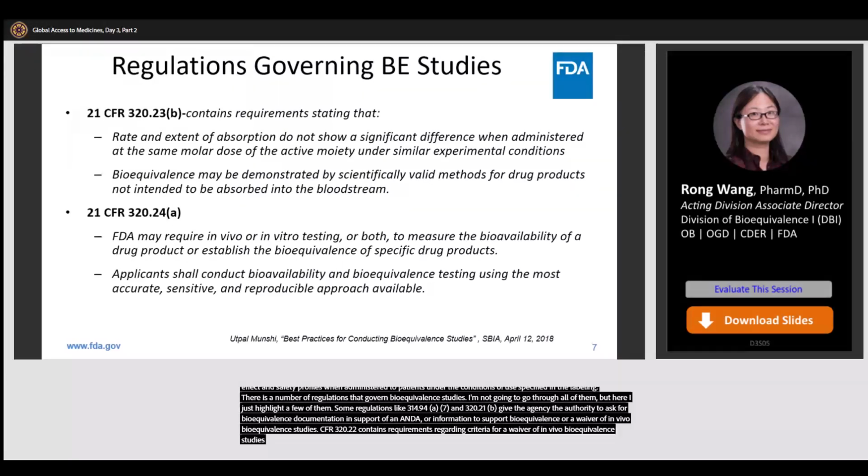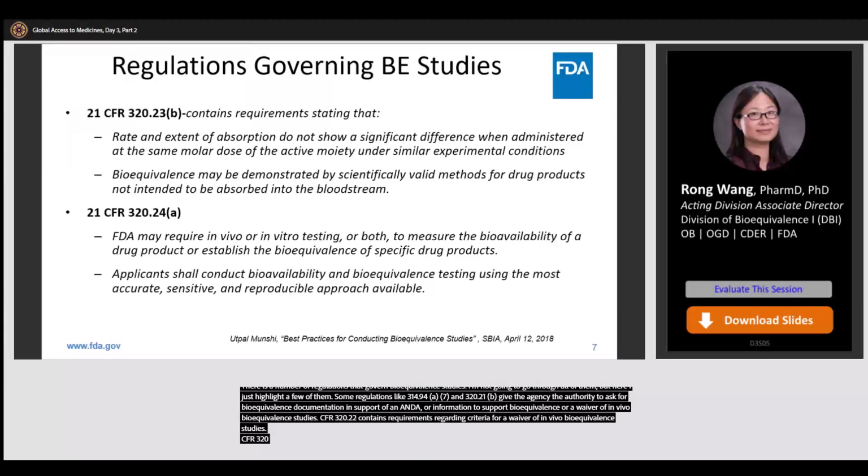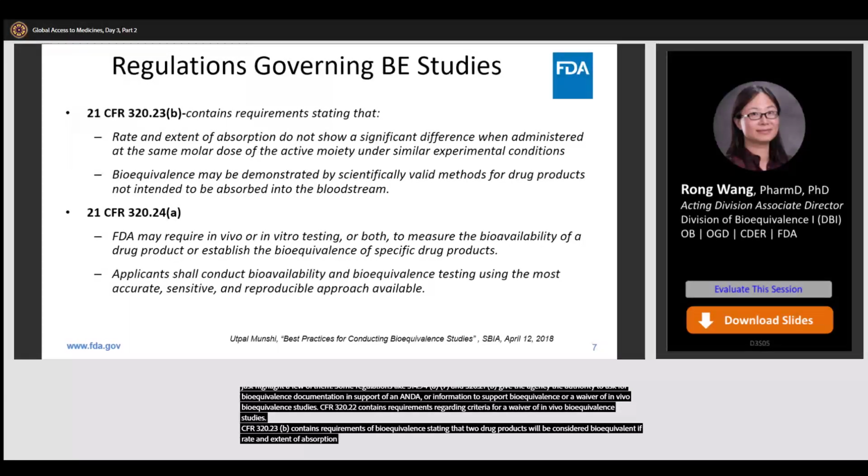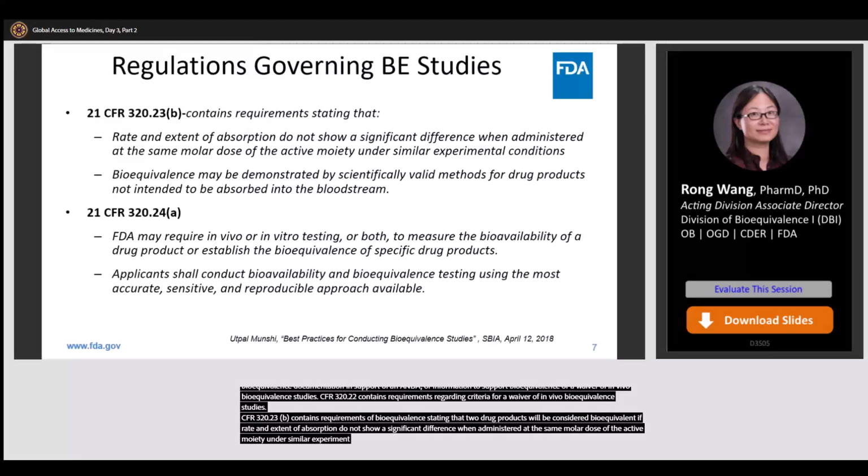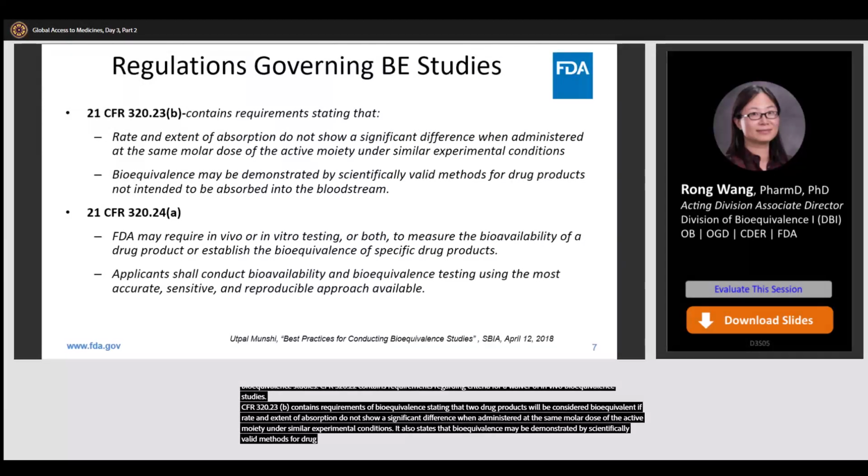21 CFR 320.23(b) contains requirements of bioequivalence, stating that two drug products will be considered bioequivalent if the rate and extent of absorption do not show a significant difference when administered at the same molar dose of the active moiety under similar experimental conditions. It also states that bioequivalence may be demonstrated by scientifically valid methods for drug products not intended to be absorbed into the bloodstream.